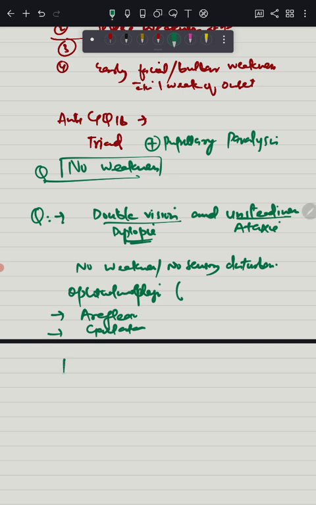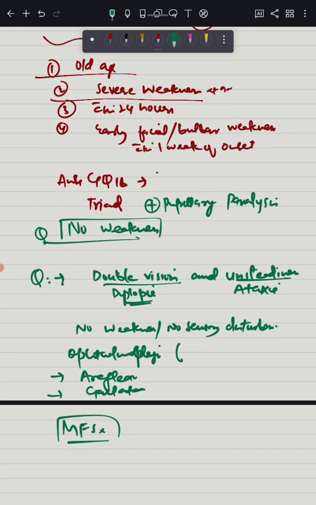Obviously the answer is Miller-Fisher syndrome. So you see, they don't come with weakness. There's a triad: ophthalmoplegia, ataxia, areflexia, and onset is often post-infectious, for example upper respiratory tract infection or GI infection. CSF will show albuminocytological dissociation, increased protein, although normal cells. And anti-GQ1B antibody, it is IgG type. It's highly specific.